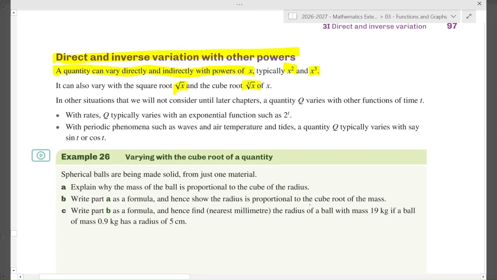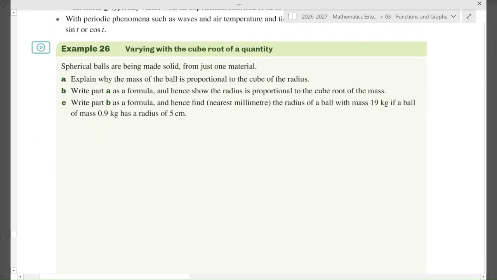All right, so varying the cube root of a quantity. You guys off air have already explained pretty well why it is what it is. So explain why the mass of the ball is proportional to the cube. All right, so the thing you would start off with, the mass is obviously going to be dependent on the volume. Would we agree with that?